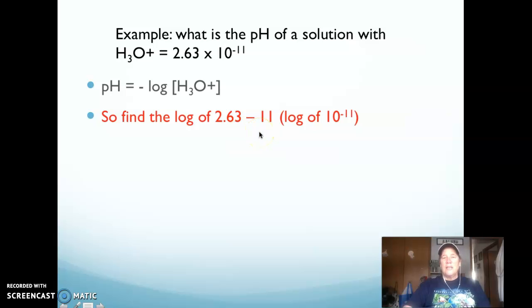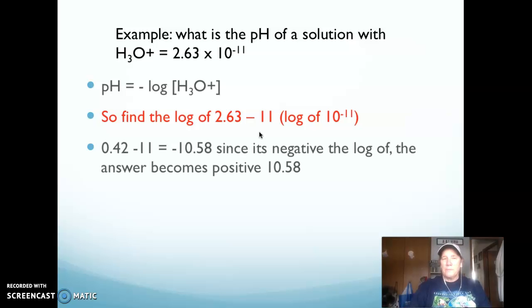But thank goodness, most of the time we have calculators that we can just use to take the log of 2.63 times 10 to the negative 11. But if you don't have one, the log of 2.63 is 0.42, and then you subtract 11. Remember I said it's a negative number, but you drop the negative. This is the long way of doing it, and this is the way we used to have to do it. We actually had to look up 2.63 in a table, get the 0.42, and subtract.